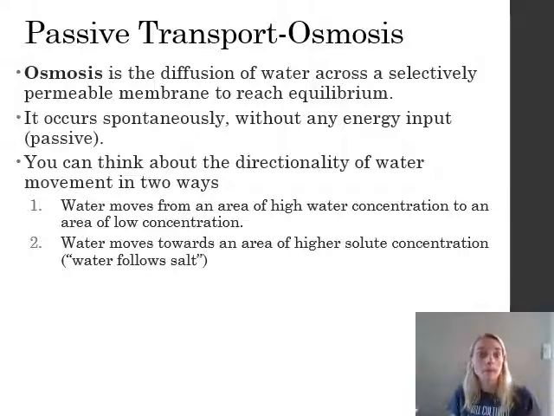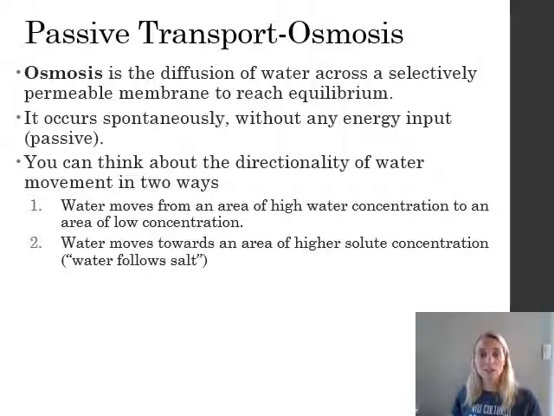So one, because it's diffusion, things go from high to low. So you can take a look at where do you have more water and where do you have less water, right? It's a concentration gradient. Water will move from the area of high water to an area of low water, right? That's a good definition. The other way to think about it is water tends to go towards the area of higher solute concentration. There's a saying out there in the world of water follows salt, or water follows solute, because it doesn't have to be salt. It could be a sugar solute as well. So water follows that higher solute concentration.